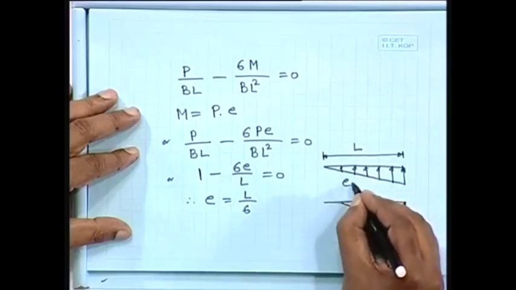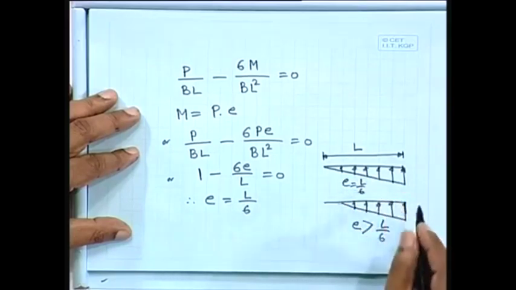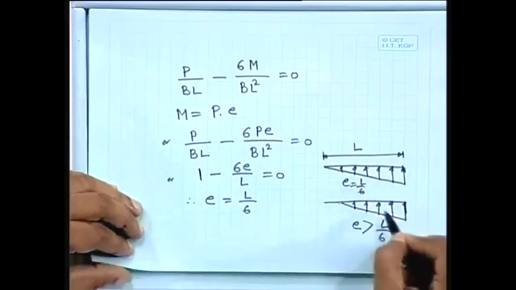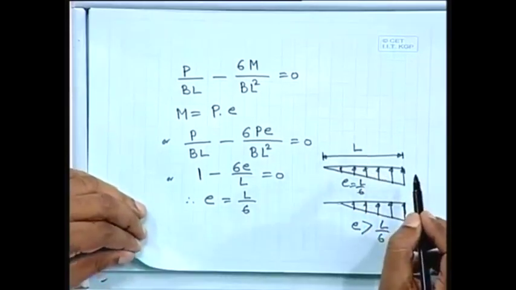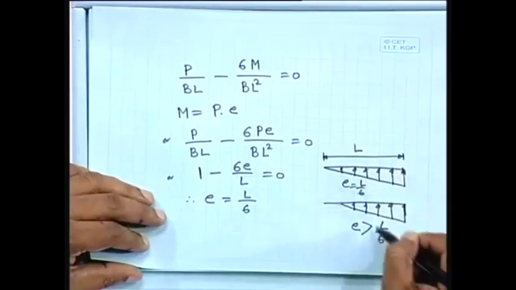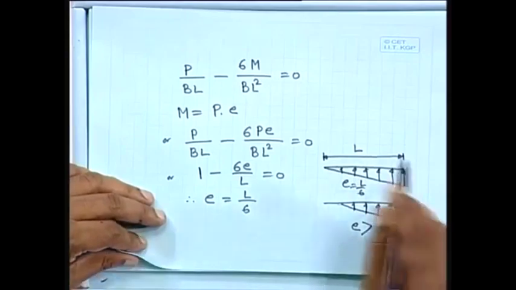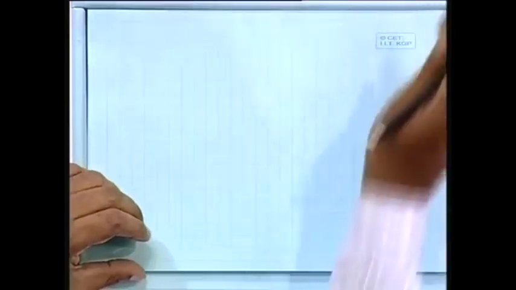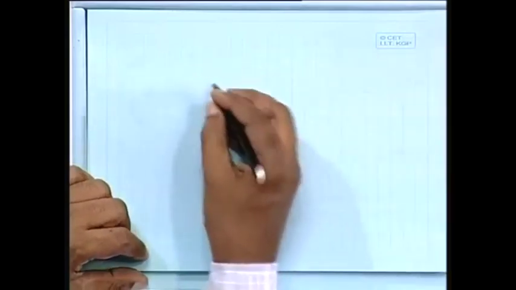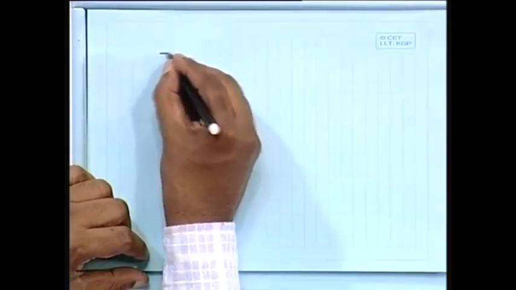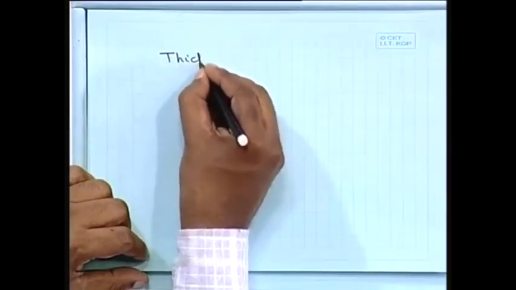This means E equal to L by 6. So these are the different cases we generally consider, that E equal to L by 6, greater than L by 6, all those things. So generally we avoid. Okay, so let us now come back to the thickness of the foundation or footing.